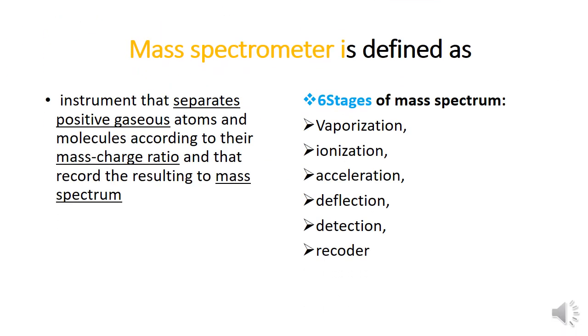Then we are going to see the mass spectrometer. What is it? A mass spectrometer is an instrument that is used to separate positive gaseous atoms and molecules according to their mass-to-charge ratio and record the result as a mass spectrum.